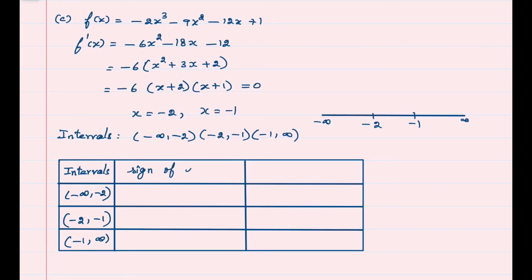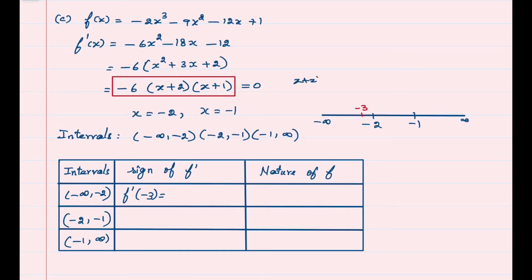We will check the sign of f dash and we will decide the nature of f. From the first interval, we will take the value minus 3 and we will substitute in the factorization step. Don't cancel that minus 6 and check the sign only in this expression. You will get a wrong answer. We see the sign and decide whether the function is increasing or decreasing. So this minus 6 changes the sign. So don't cancel that number.